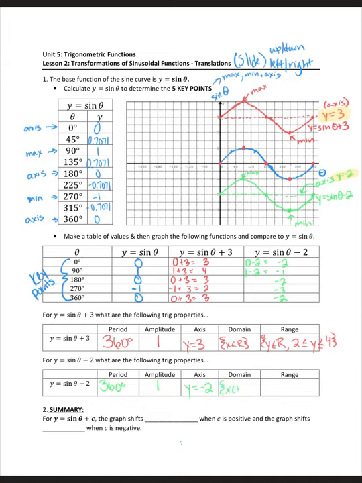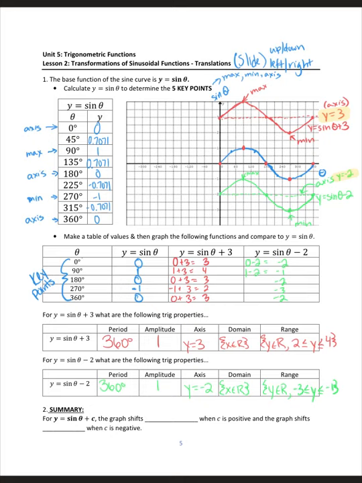Our domain remains unchanged, still x for all real numbers. But again, our range is going to be affected by those minimum and maximum values. So the lowest value of y I'm going to see is -3. This is less than or equal to my y, less than or equal to my maximum, which is at -1.